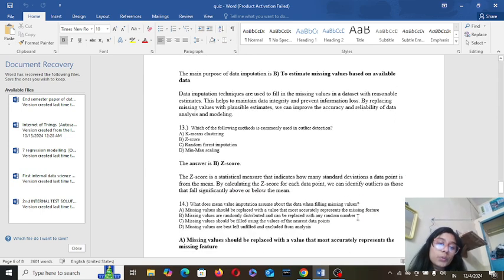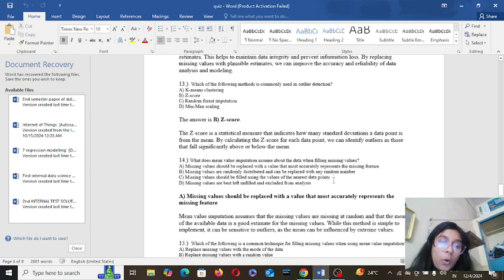Now we have the 15th question. Which of the following methods is commonly used in outlier detection? So the answer is option B, Z-score. The Z-score is a statistical measure that indicates how many standard deviations a data point is from the mean. By calculating the Z-score for each data point, we can identify outliers as those that fall significantly above or below the mean.